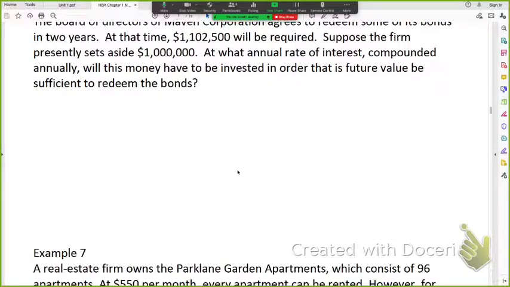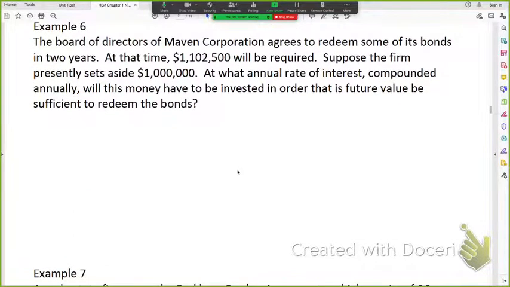In example 6, they are redeeming bonds. They need, at the end of this, $1,102,500. They set aside $1 million right now to invest. Now let's try to remember something from last year. Compounded annually. Does anyone remember these formulas? PERT is the compounded continuously. There was another compounded one that looked like this. That's the compounded annually formula.